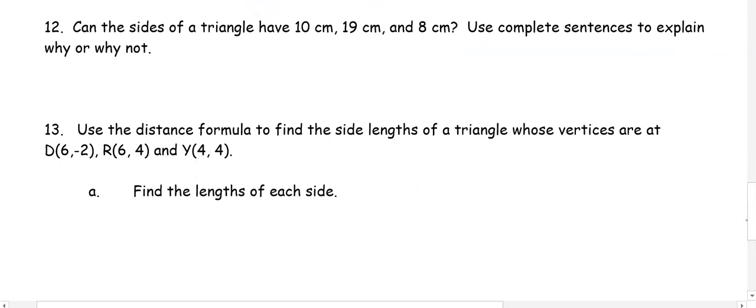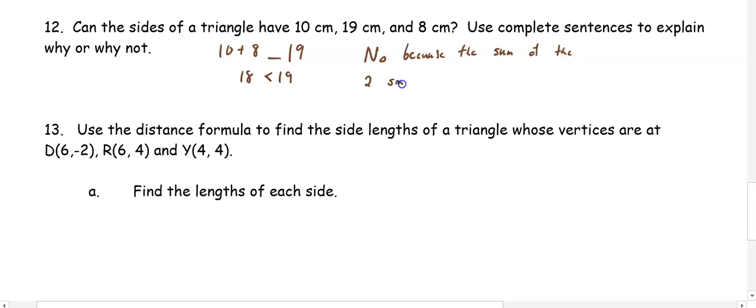Number 13, can the sides of a triangle have 10, 19, and 8? Use complete sentences to explain. Well, the larger number is 19, so we want to see, is 10 plus 8 going to be greater than 19? Well, 18 is less than 19, so is this a triangle? No, because the sum of the two smaller sides is not greater than the third side.